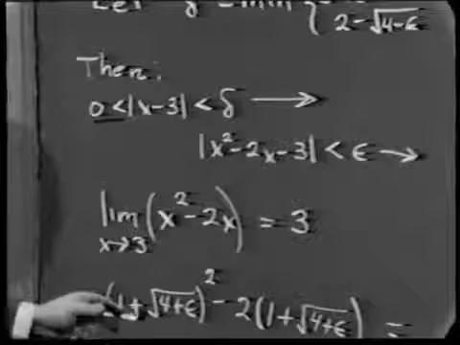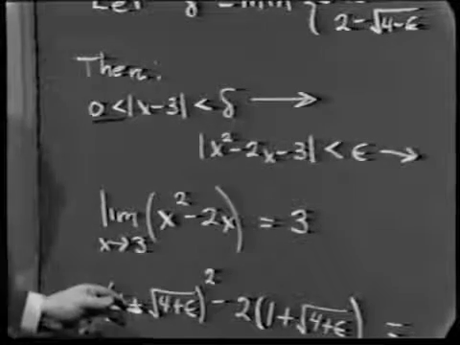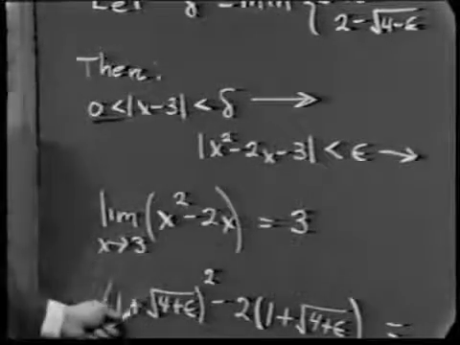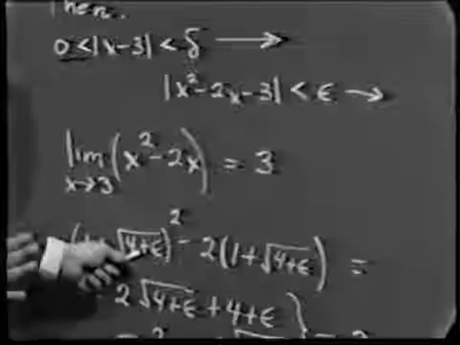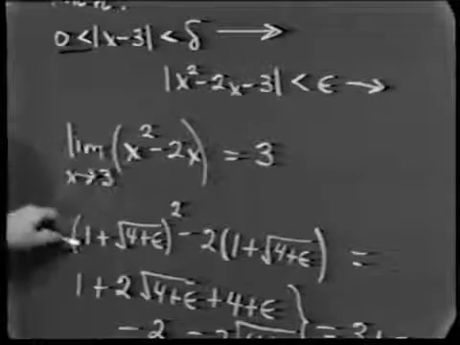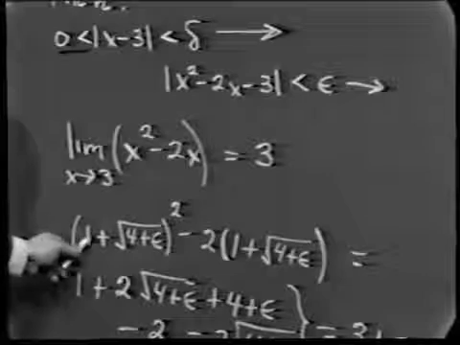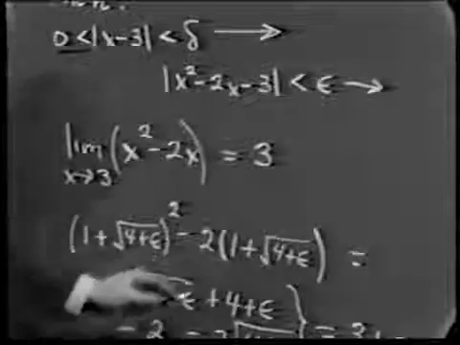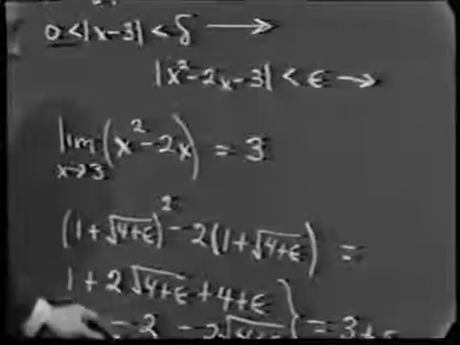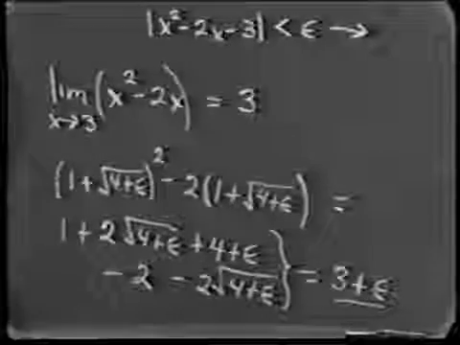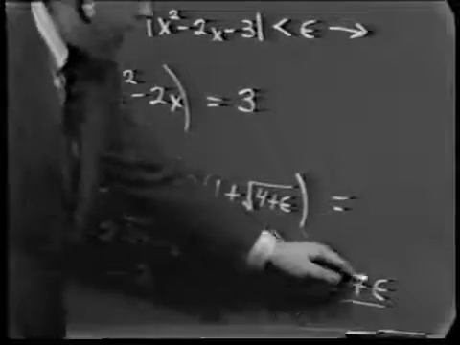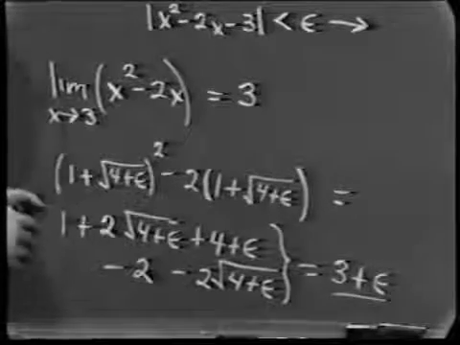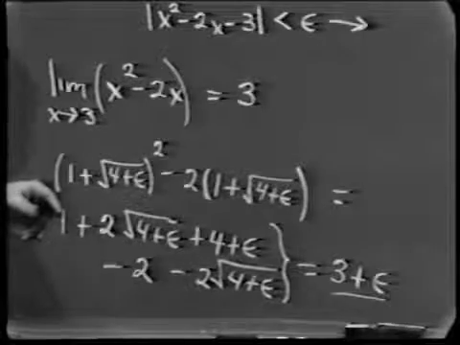For someone who wants more concrete evidence, I think all one has to do is, for example, take a number like 1 plus the square root of 4 plus epsilon. That is the widest point on our interval. And actually plug that in for x. And go through this computation of squaring 1 plus the square root of 4 plus epsilon, subtracting twice 1 plus the square root of 4 plus epsilon. Carry out that computation, and you get what? 3 plus epsilon. Using the upper extreme, you wind up in excess of 3 by epsilon, which, by the way, is exactly what's supposed to happen.